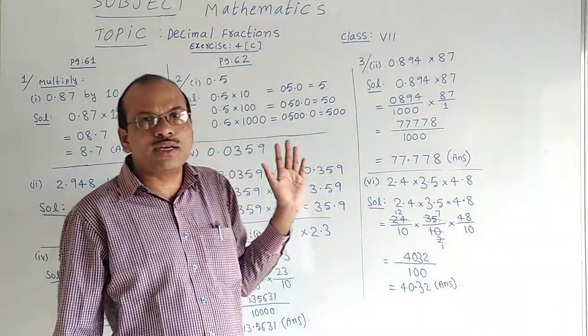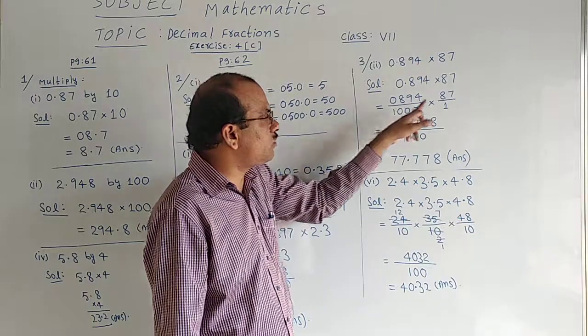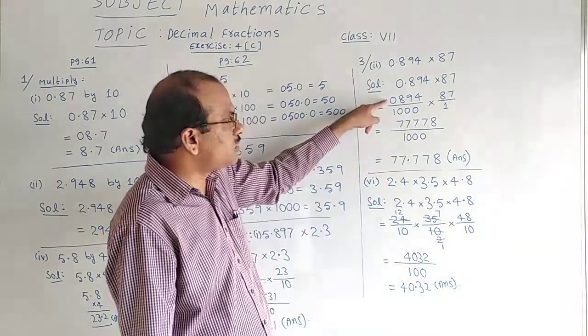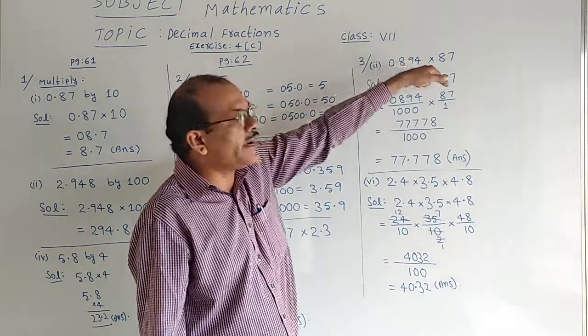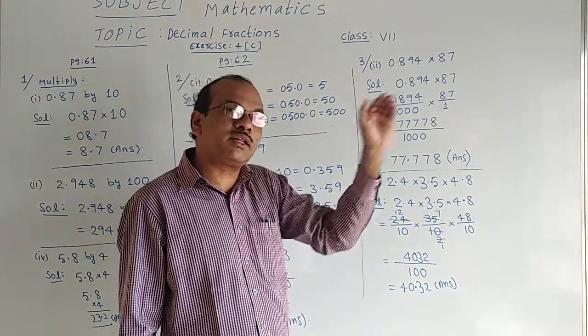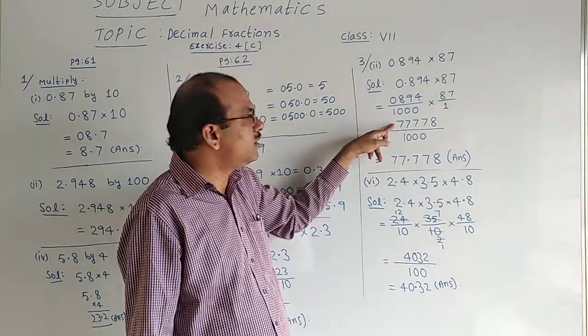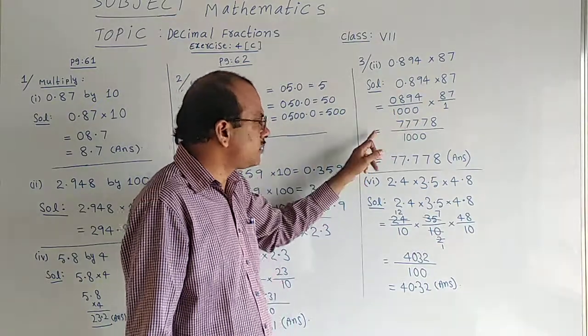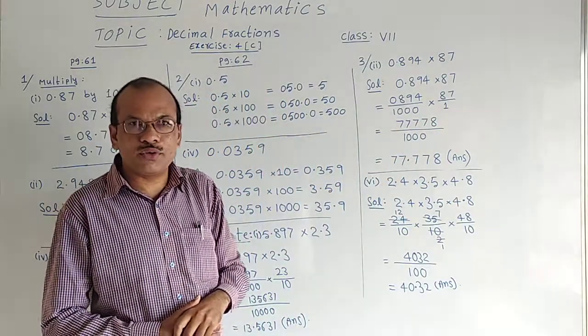Is it clear for you, children? Next, denominator 1000 once 1000. This 0 has no value. 894 I have multiplied with 87 in the rough. Then I got 77,778 by 1000 once 1000. I hope it is clear for you.